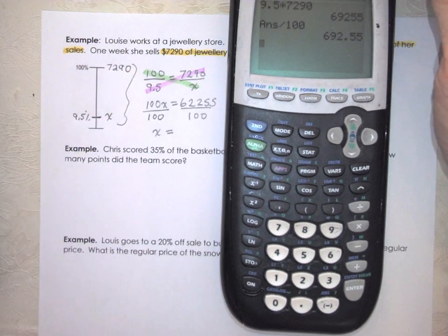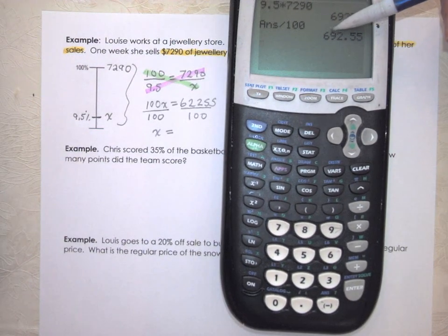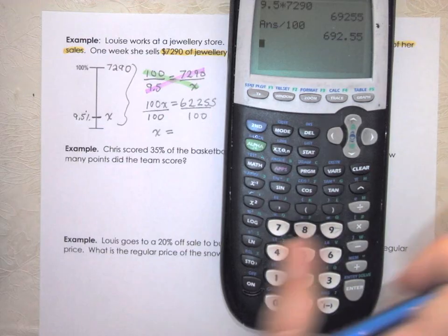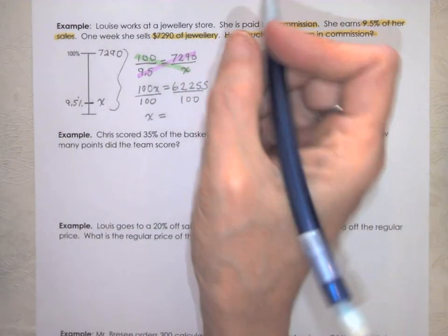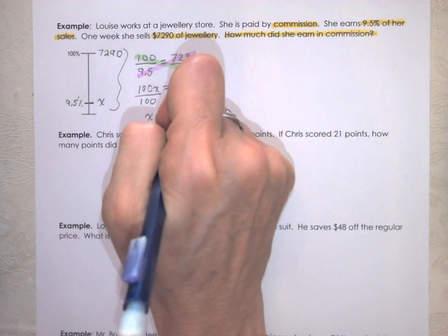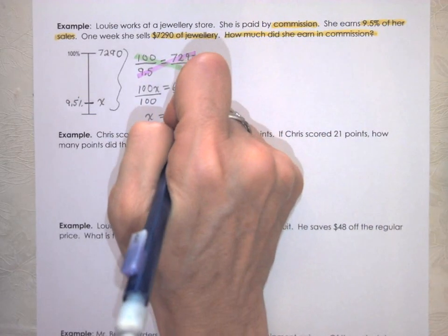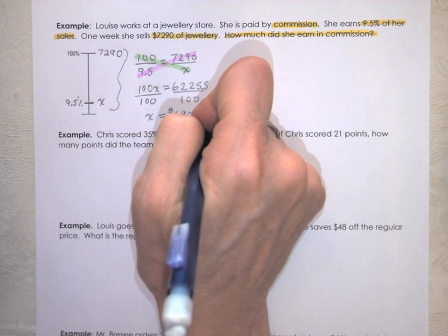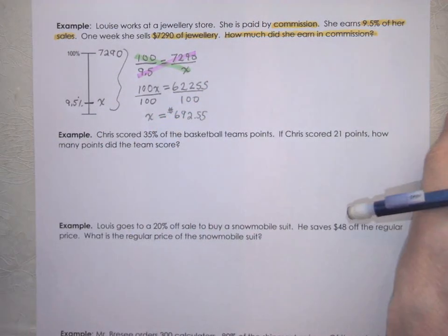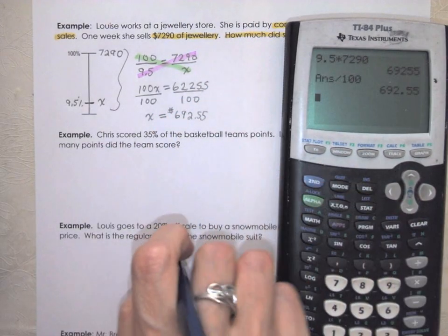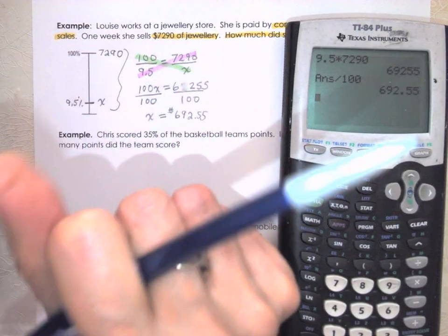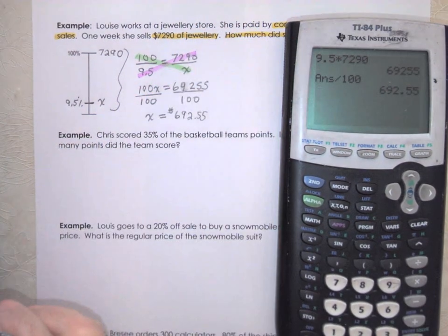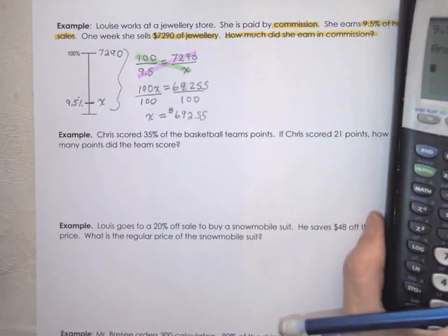Sorry, you can see my calculator. So she earned $692.55 in commission. Oh, sorry, I copied this down wrong. It's $69,255, sorry.